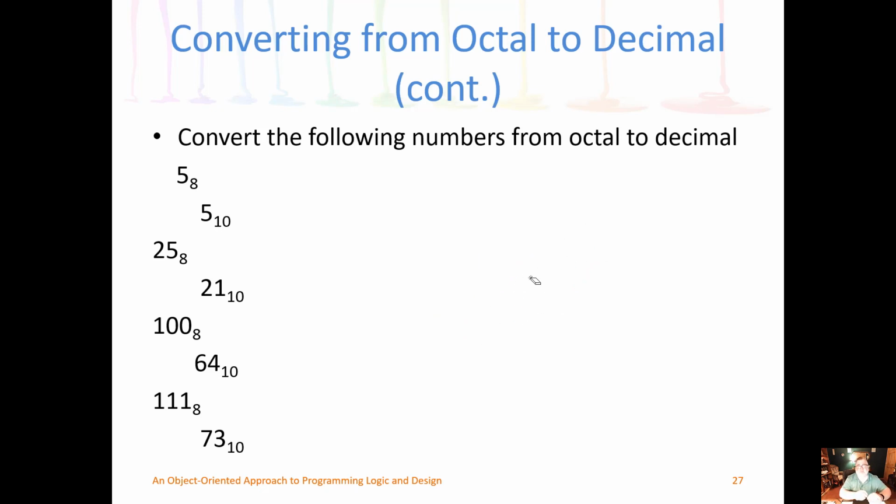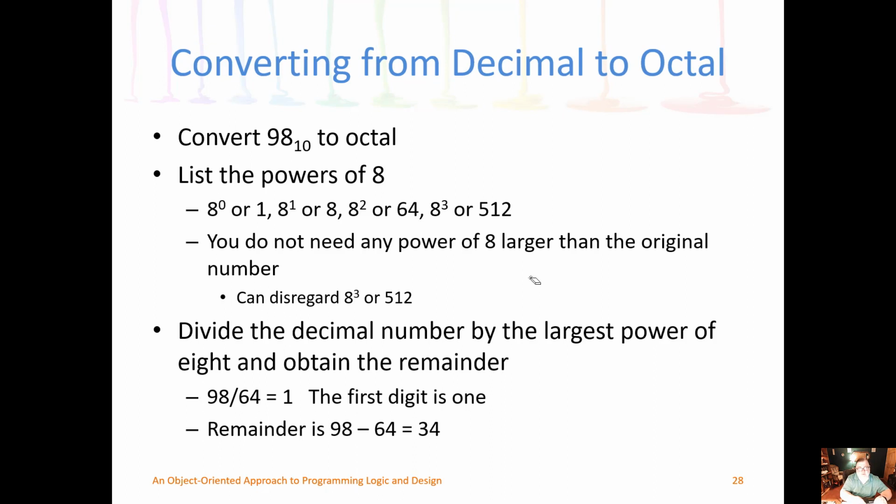Again, the same principle as when we went from binary to decimal. Now, we can also convert from decimal to octal. It's a little more complicated. So first thing we want to do is convert 98 to octal. So we list the powers of 8.